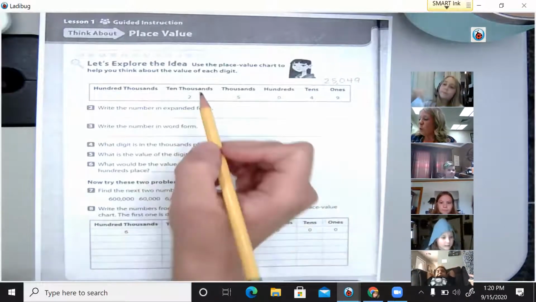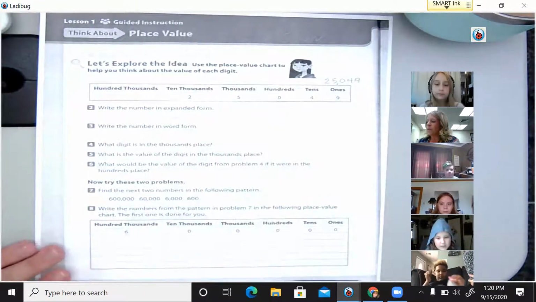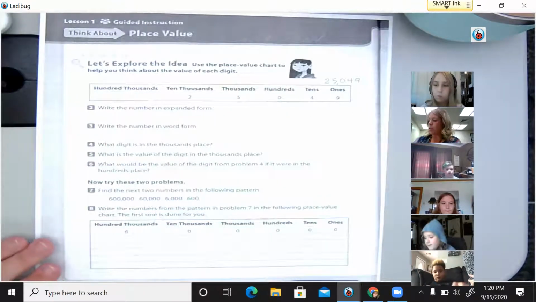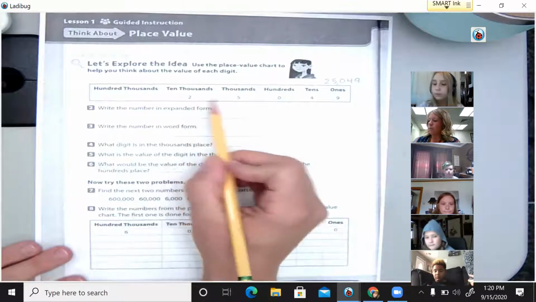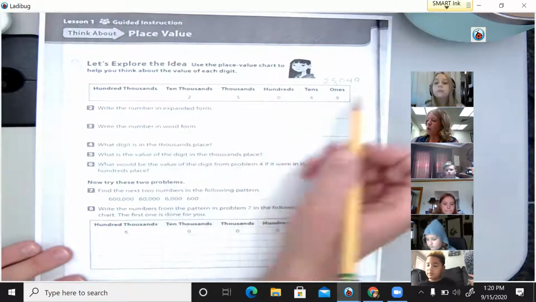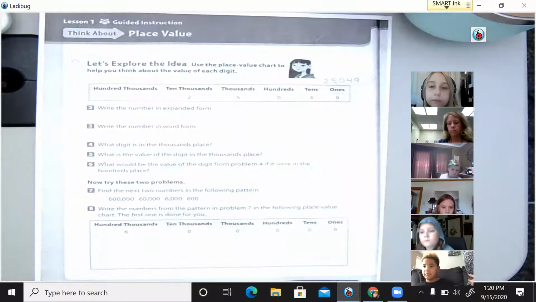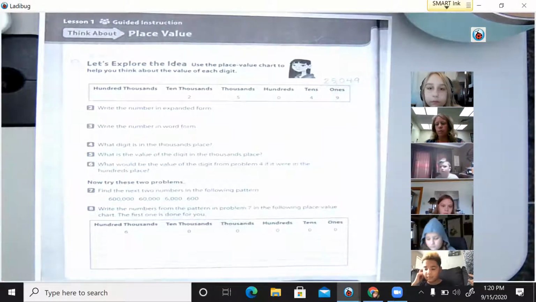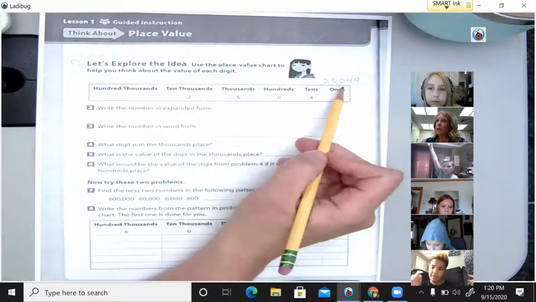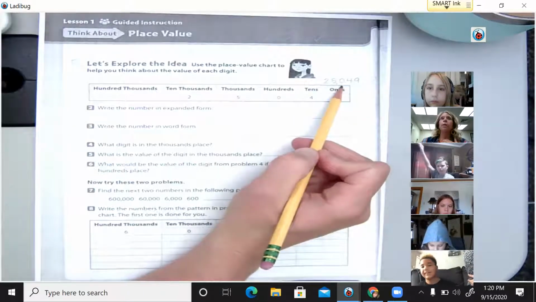Okay. Okay, so we're going to use the place value chart to help us think about the value of each digit. So here we have 25,049, and I wrote that number here. What form did I write the number in? Think back to my anchor chart. Is this expanded, word form, standard form, or base 10 form?